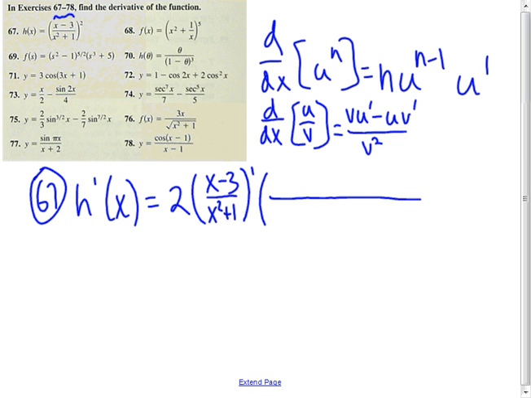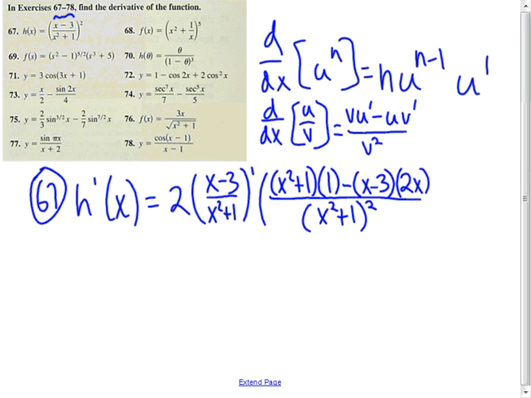My denominator is going to be the original denominator x squared plus 1 squared. Might as well get that out of the way first. Then for the numerator, I'm going to start by taking the denominator, my v, x squared plus 1, times the derivative of my numerator. Well, the derivative of x minus 3 is just 1. Then minus, now we'll reverse it. We'll take the x minus 3, which is my numerator, and multiply it by the derivative of my denominator, x squared plus 1, and that's just 2x. Okay.